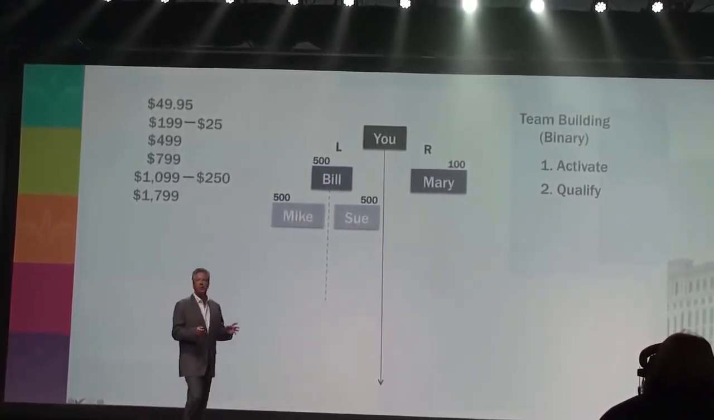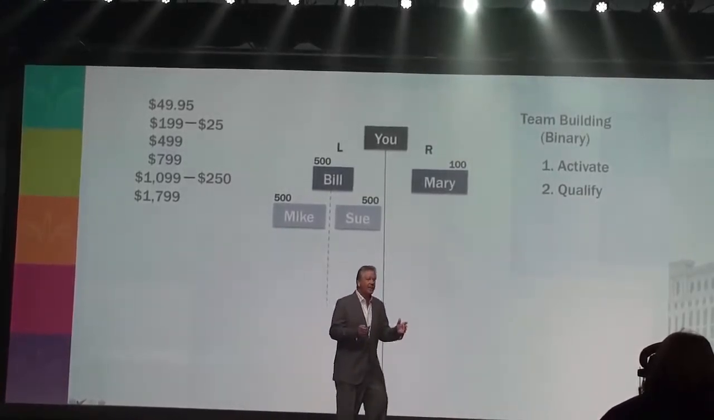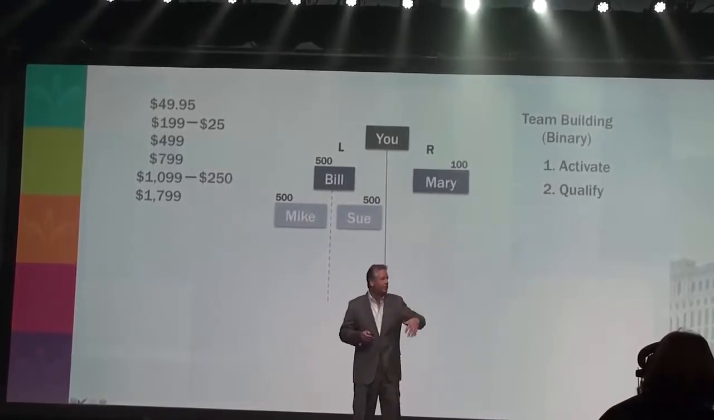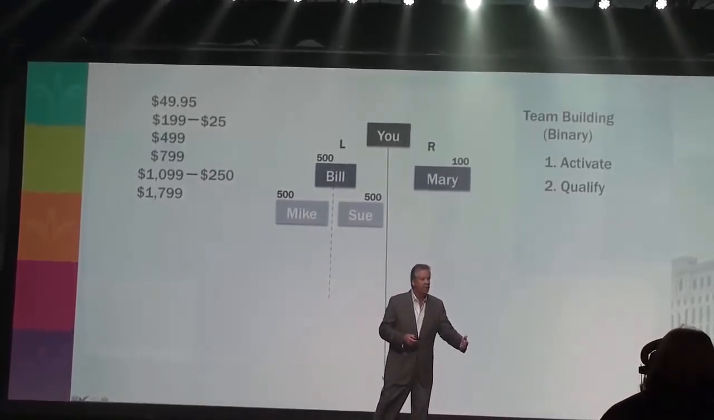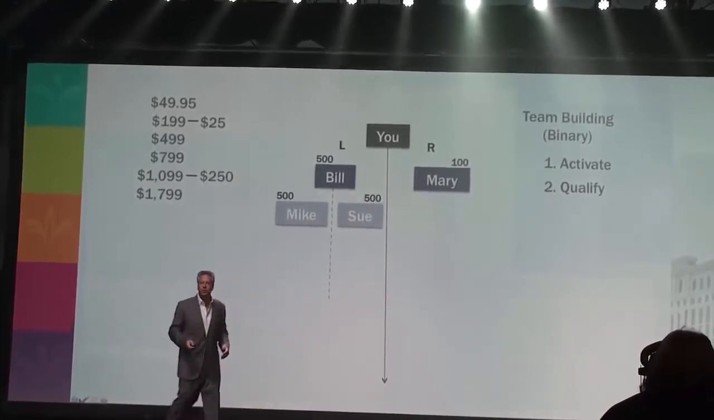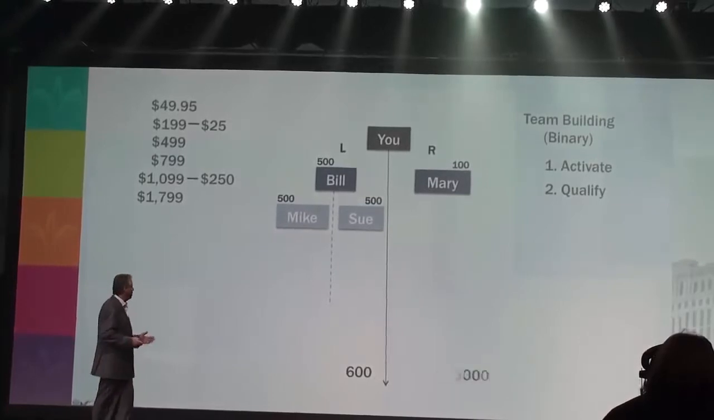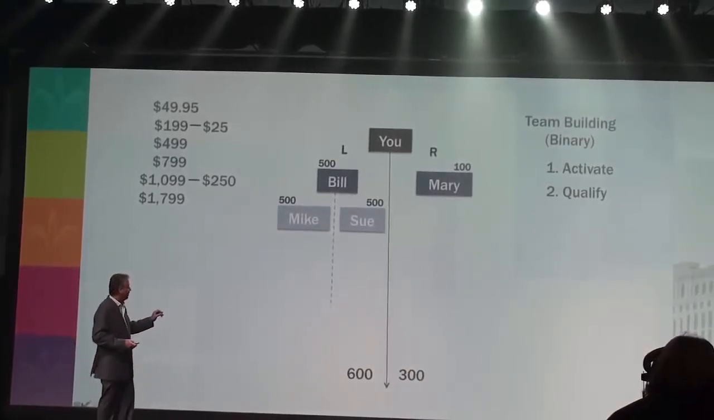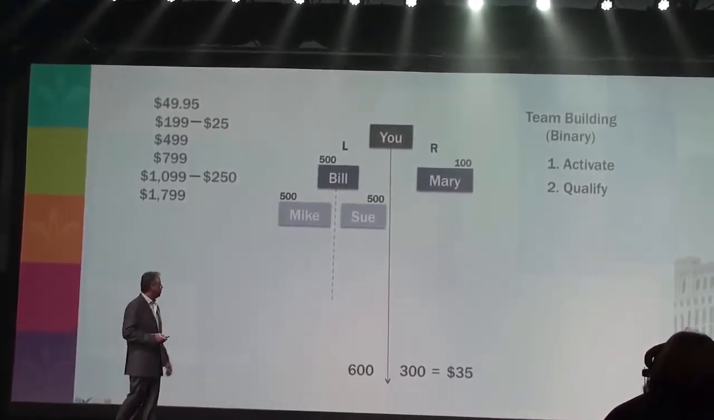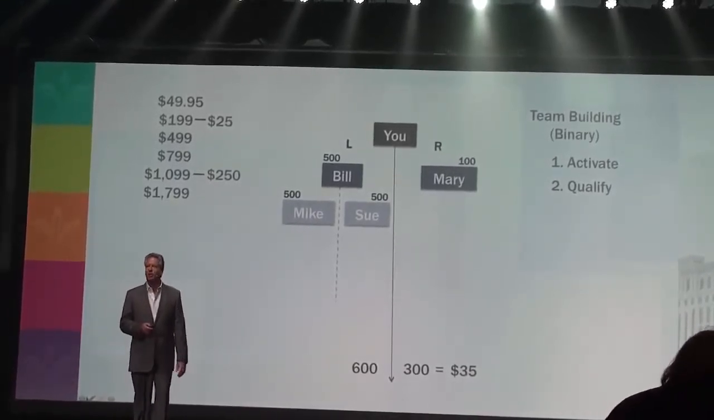Now here's how this team building thing works. The computer in real time is adding up all the points being generated by your left team and all the points being generated by your right team. And when the computer sees a total of 600 points generated on your left team, 300 points generated on your right team in our example here today, every time that happens, you get a $35 cycle bonus. Every time that happens around the clock.